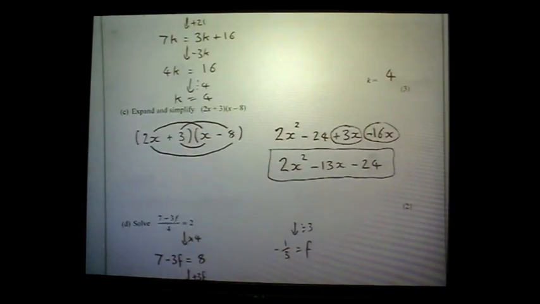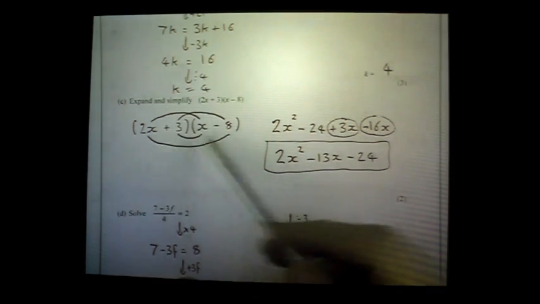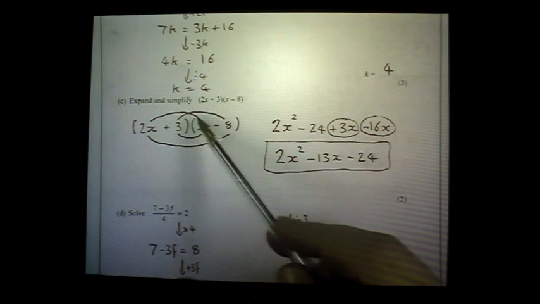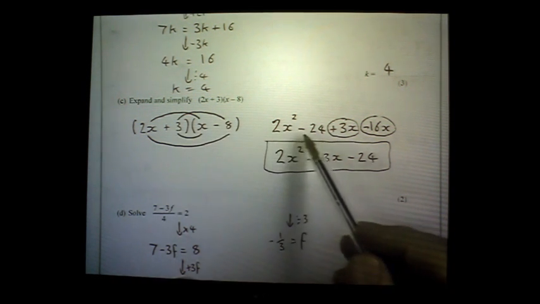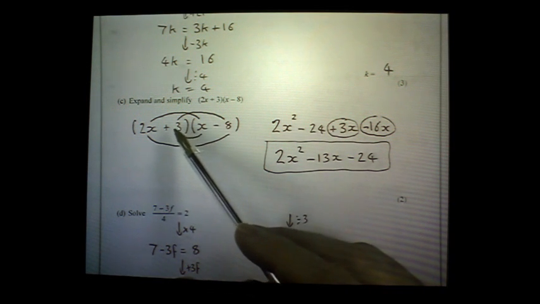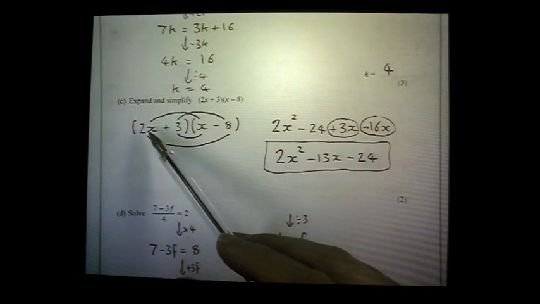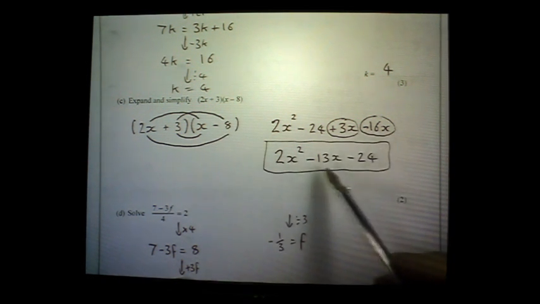Expand and simplify, nice and easy again this one. Is what I call the smiley face method. Some people call it the FOIL method, but you multiply everything by everything else. So 2x times x is 2x squared. Positive 3 times negative 8 is negative 24. Positive 3 times x is positive 3x. And 2x times negative 8 is minus 16x. So 2x squared.